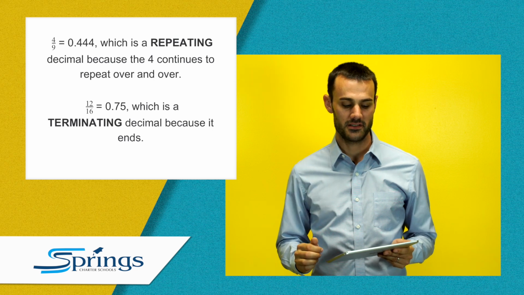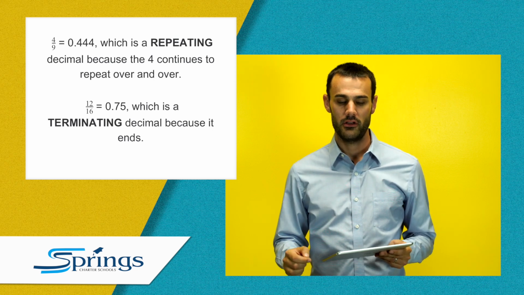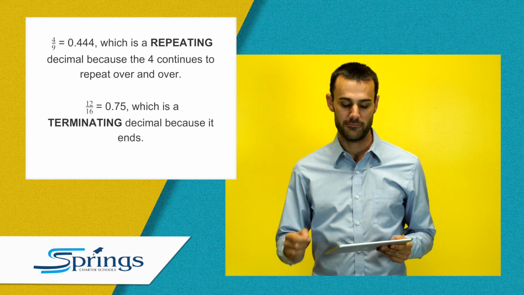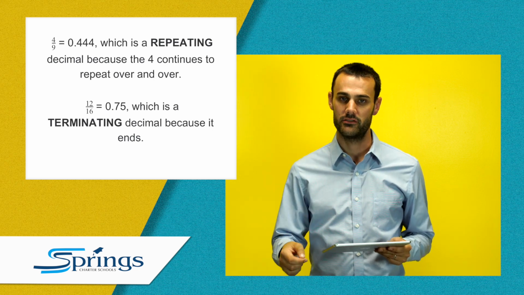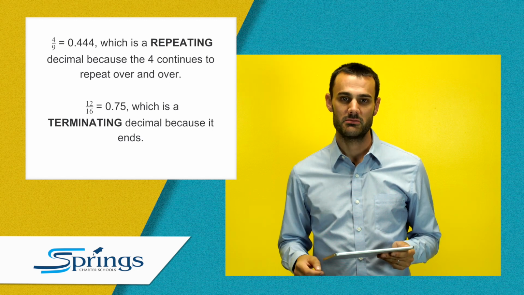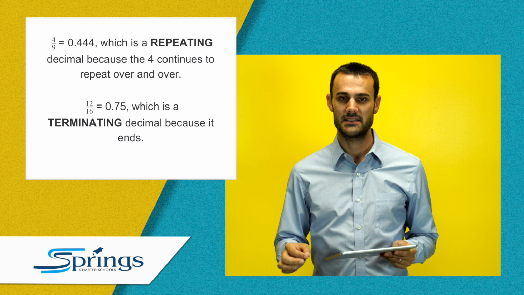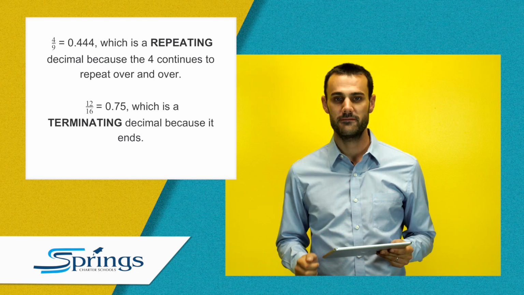I hope that you were able to get the first one right. 4/9 is equal to 0.444, and that's a repeating decimal because that 4 continues to go on forever and ever. Last, 12/16 converts to the decimal 0.75, which we can consider a terminating decimal because it has a specific end. It ends after that 5 and goes no further.